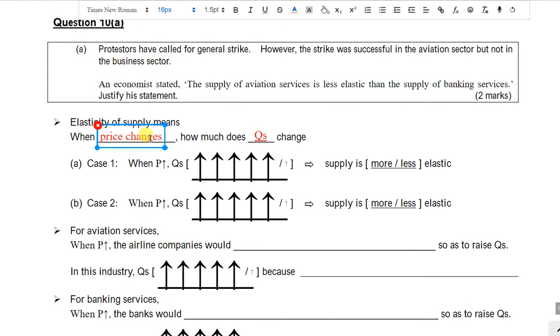So it doesn't matter whether the price increases or decreases. I just want to find out how much QS changes. And there are, of course, two cases that we can consider. This time, I assume that the price increases. It doesn't matter. You can also assume that the price decreases. Then my first question is, from the seller's perspective, if the price increases, will they sell more or less? Obviously, they will sell more, because they can earn a larger amount of profit.